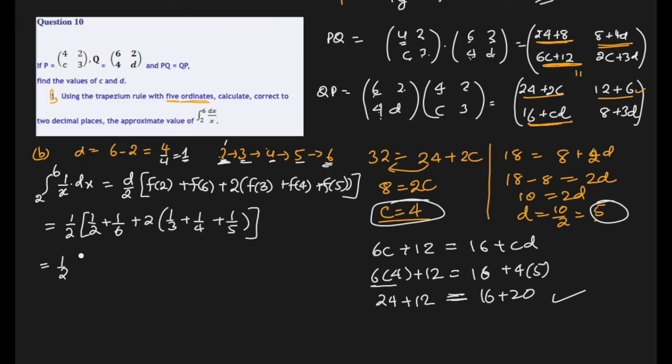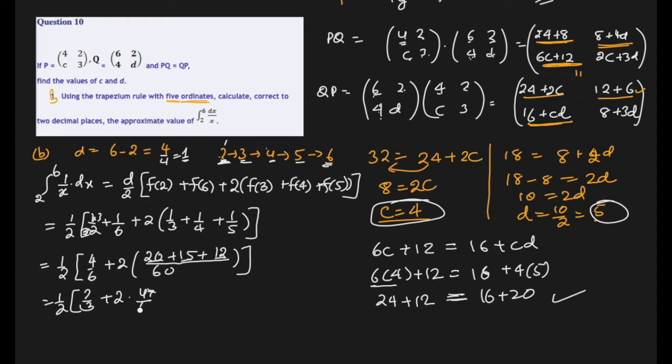So 1 over 2 will be half, plus 1/6, times 3 times 3. So it will be 3 plus 1, 4 over 6, plus 2 times the LCM of 3, 4 and 5, which is 60, and then we get 20 here, 15, 15 times 12, 60. Okay, 2/3. If I simplify this, 2 times 20, 35, 47 over 60. So we can cancel this also.